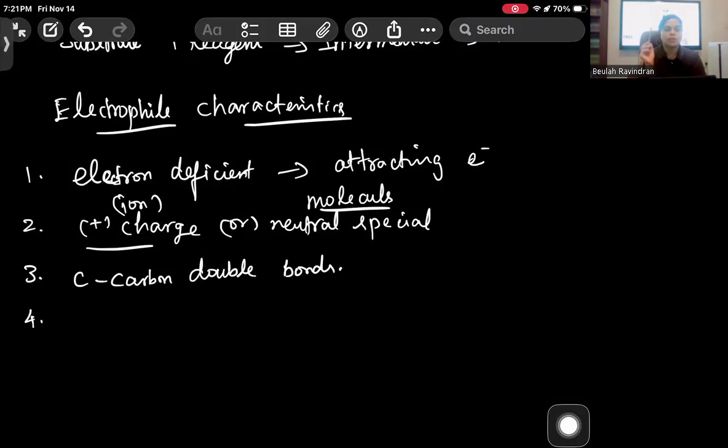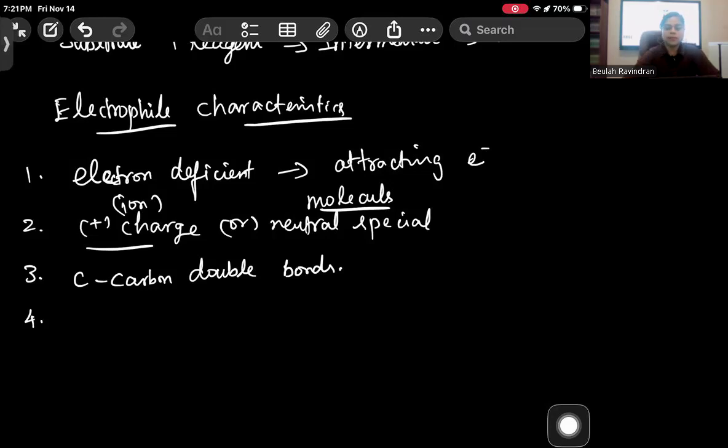So without nucleophile and electrophile, no addition and substitution reactions will be there. Is it clear? Suppose you are asked what is the reason? Because they take electrons. Because they take electrons, they are also known as Lewis acids.